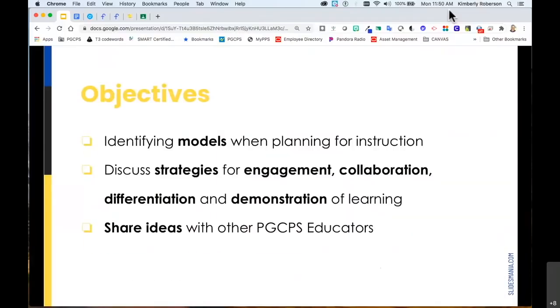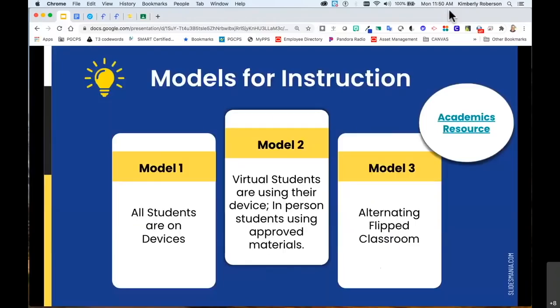The objectives for today's session are identifying models when planning for instruction, discuss strategies for engagement, collaboration, differentiation, and demonstration of learning, and share ideas with other Prince George's County Public School educators. You may hear strategies today that you're already using or something that may be new that you want to try. As you hear the strategies presented, think about what you're already doing that's working well in your classroom, and if there are any adjustments or new ideas that you will implement during hybrid.